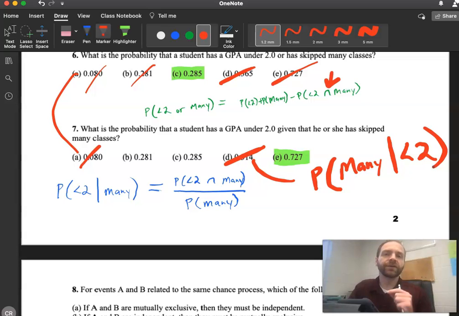The order you do the conditional probability matters because it's the probability of event A given that event B occurred. So saying the probability of less than 2 given that the event many occurred is different than saying the probability of many given that less than 2 occurred. So D is a trick answer, so be careful on that one.